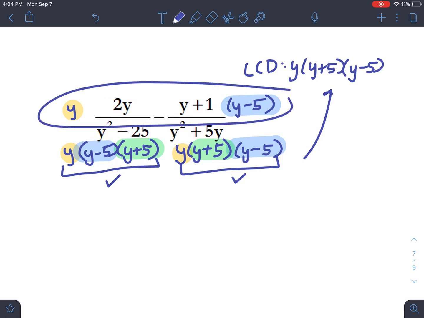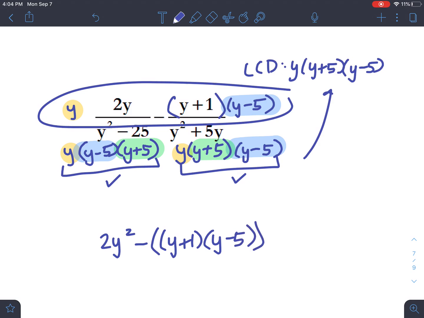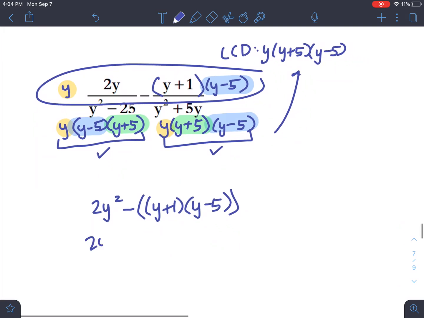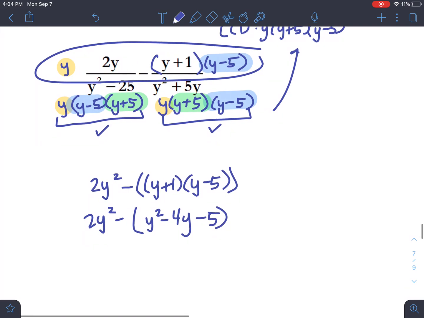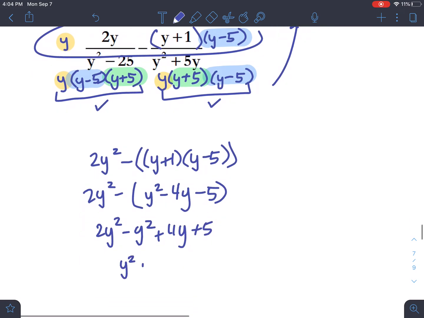I loop up. Y times 2y would be 2y squared minus, be careful here guys, this would be y plus 1, y minus 5. And I want to subtract that entire expression, so always be really careful with subtracting. This would be 2y squared minus y squared plus 1y minus 5y, which would be minus 4y minus 5. Plus 5. So y squared plus 4y plus 5.